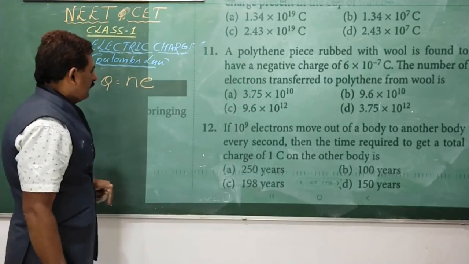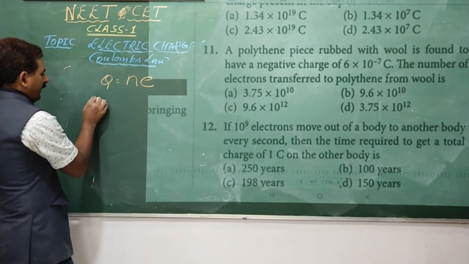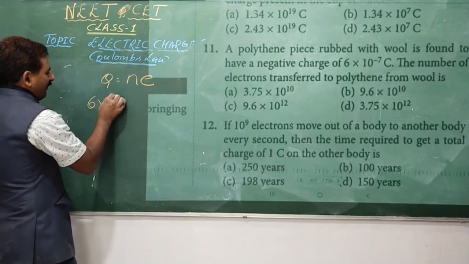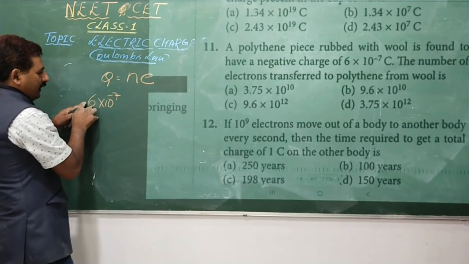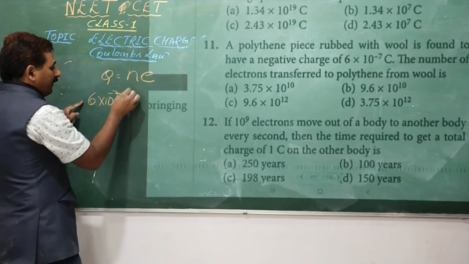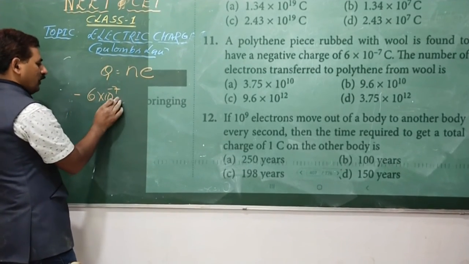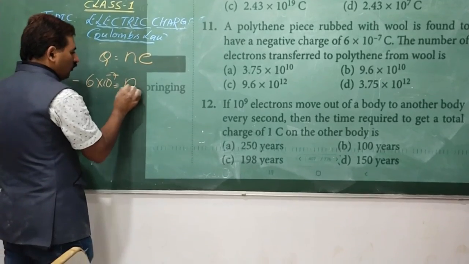For Q you write 6 times 10 power minus 7. This is a negative charge. I'm just finding the number, that's right. Even if you write negative here, no problem. What is n? You have to find. What is E? Charge minus 1.6.